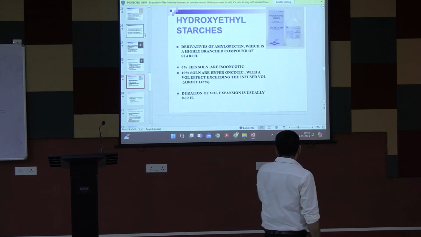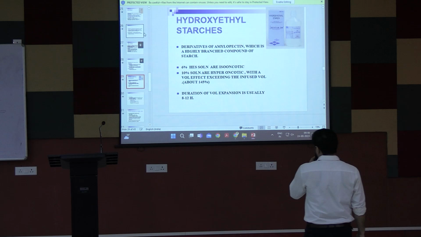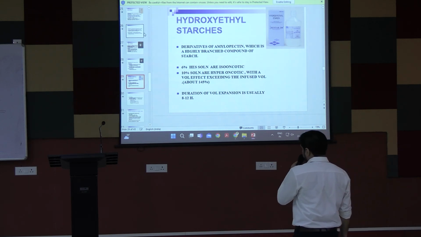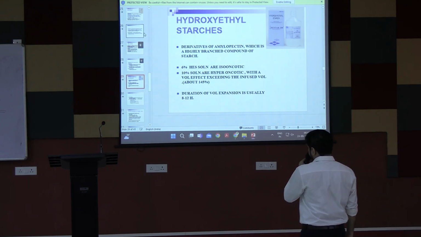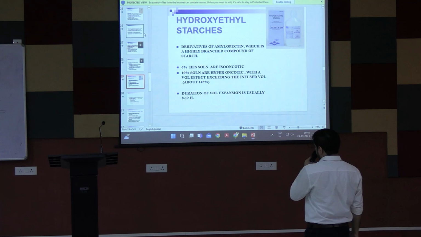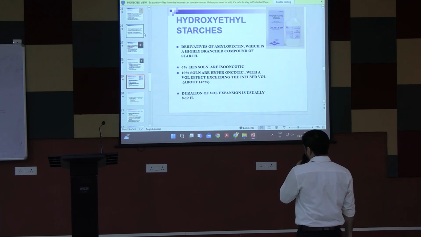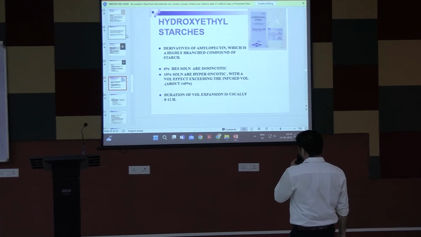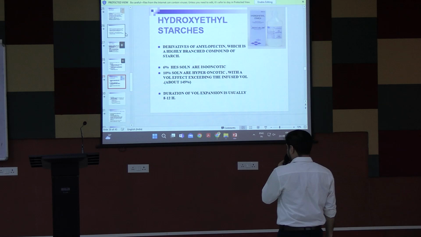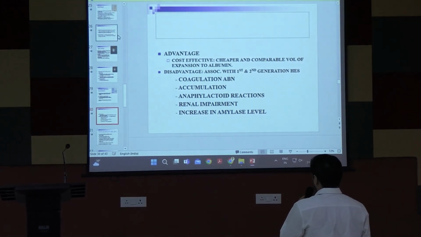Hydroxyethyl starch: derivatives of amylopectin, which is a highly branched compound of starch. 6% HES solutions are isotonic, 10% solutions are hyperoncotic, with a volume effect exceeding the infused volume, about 145%. Duration of volume expansion is usually 8 to 12 hours.